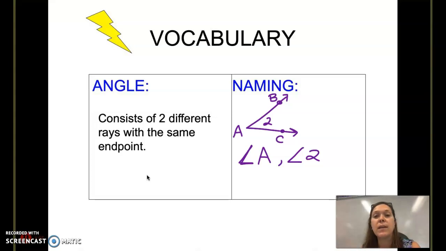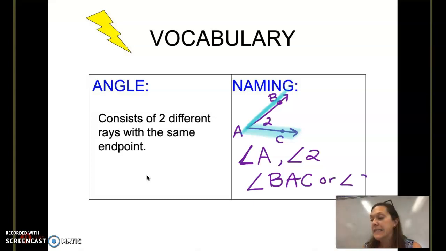I'm going to add a point B up there on the top ray and a point C down there on the bottom ray. And if that's the case, then I'm going to name this angle, and we always put the vertex in the middle. So I'm going to do B to A to C. So angle BAC. Or I could reverse the order and call it angle CAB. Notice that my vertex is always in the middle. So make sure you keep it in the middle when you name your angles.